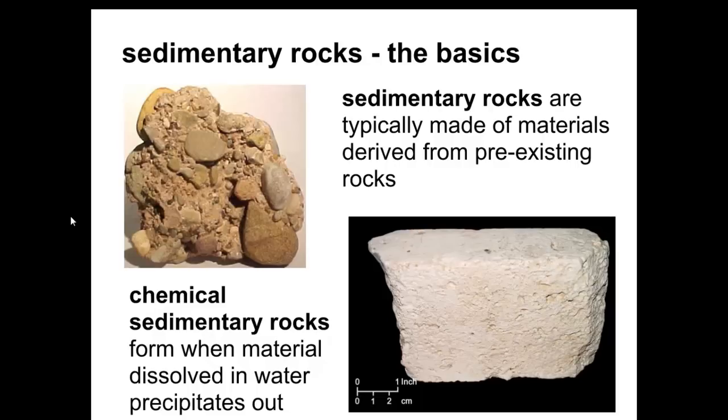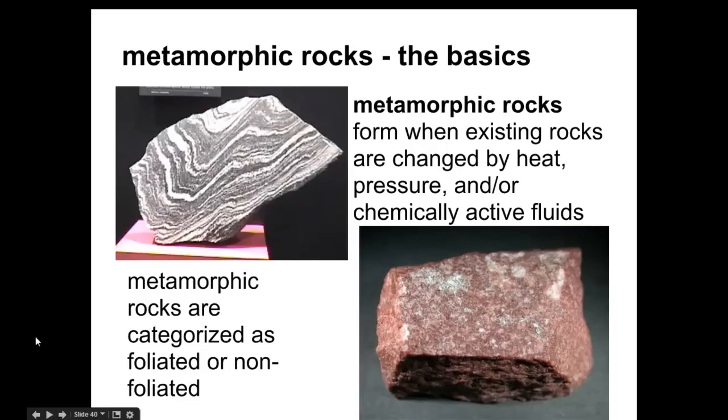Chemical sedimentary rocks are an entire class of rocks that form when material dissolved in water precipitates out of that solution. Now we'll be spending a week or so later on in the school year talking specifically about sedimentary rocks, and you'll get to know the different environments in which sedimentary rocks form, and you'll be able to recognize, when a rock sample is seen, what kind of environment it formed in. Let's move on at this point to consider metamorphic rocks.